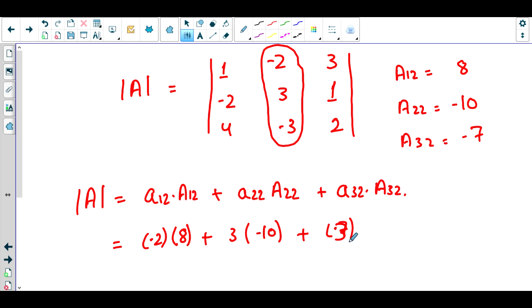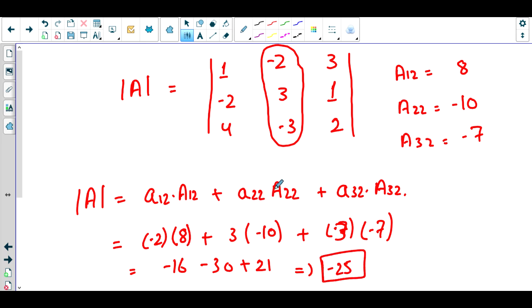This is minus 3 into minus 7, minus 16, minus 30, plus 3 sevens are 21. And when we solve it, we get what? I think we get negative 25. Yes, we get negative 25. This is the mod of A. We got it through the cofactor part.